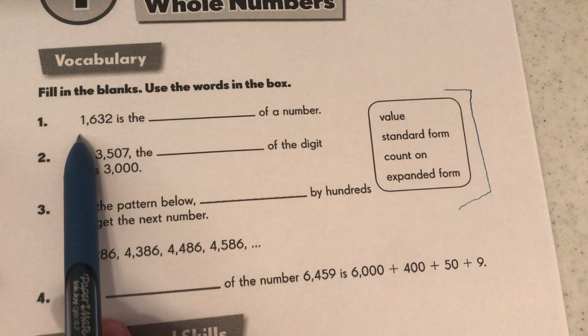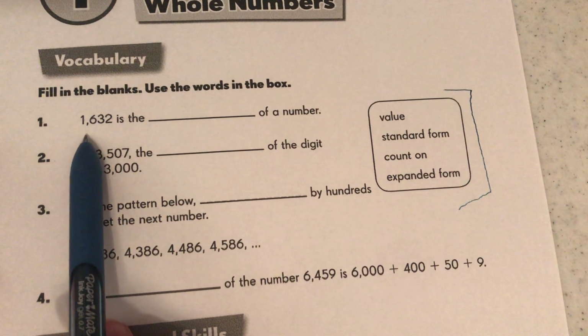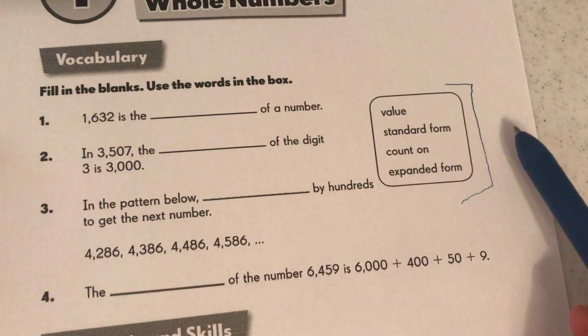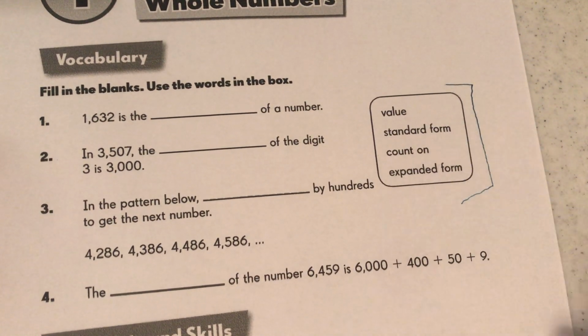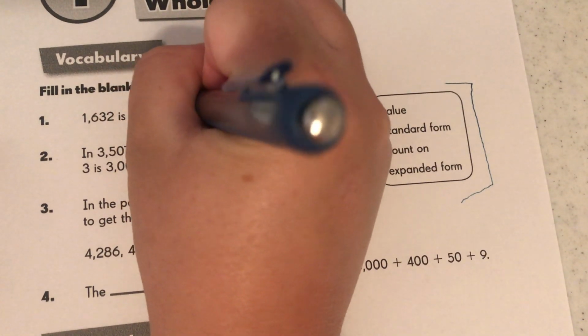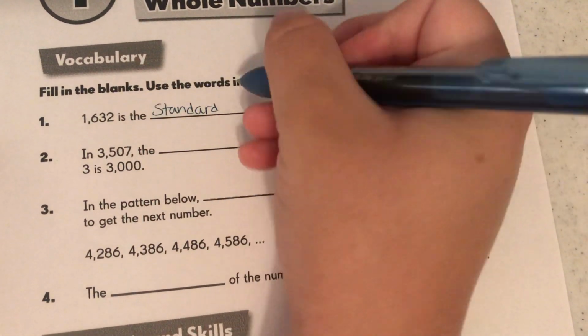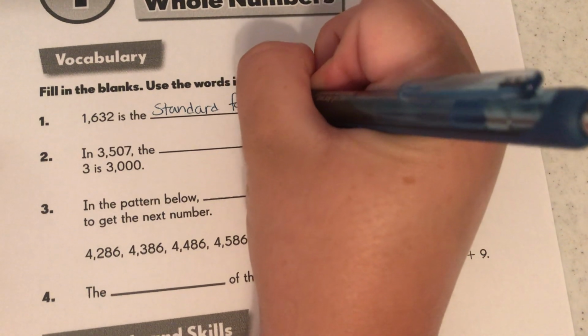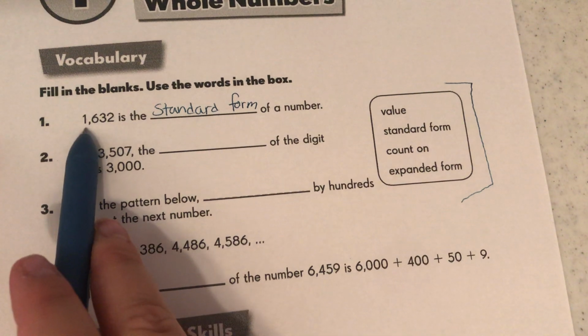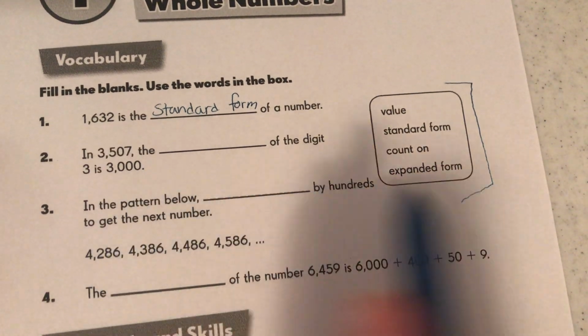Number 1, 1,632 is the blank of a number. Standard form of a number. Remember, the standard form is the normal way you write a number, using digits in the place values.